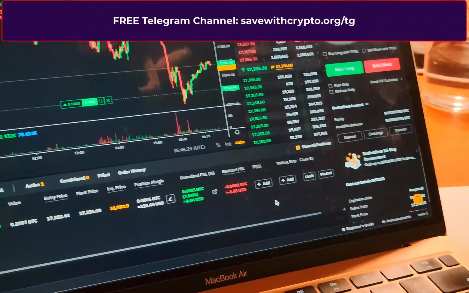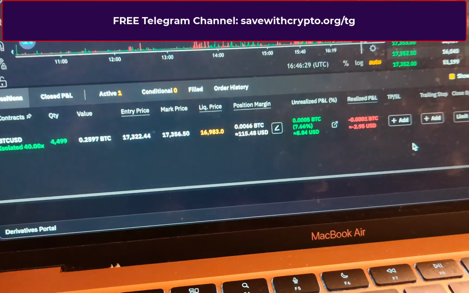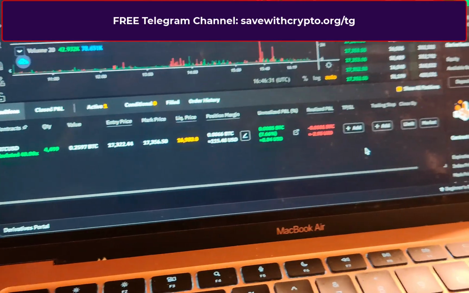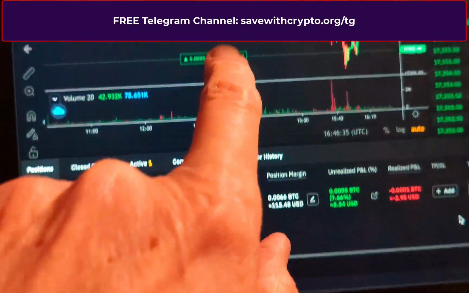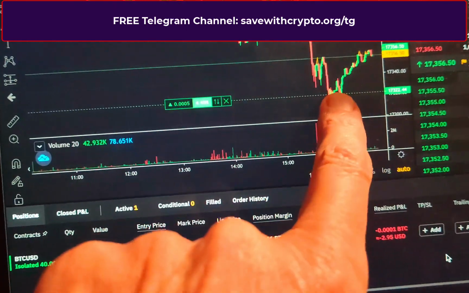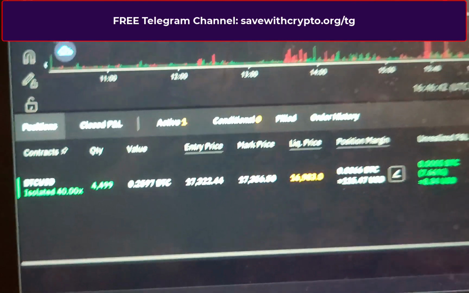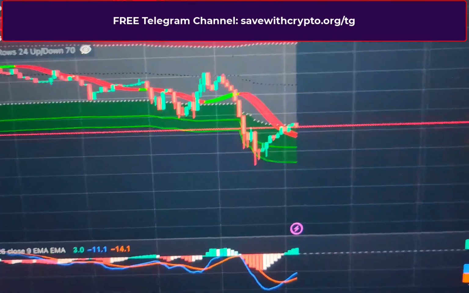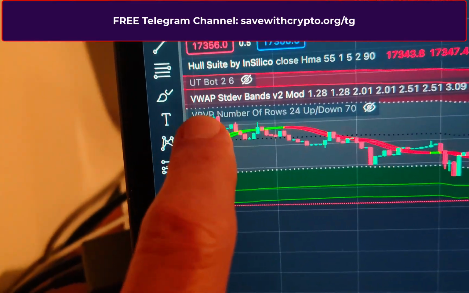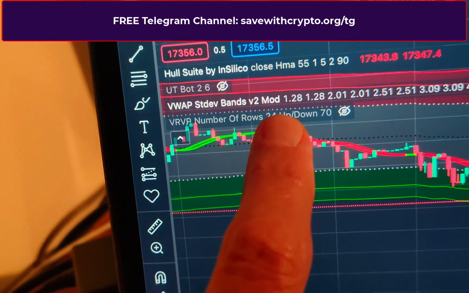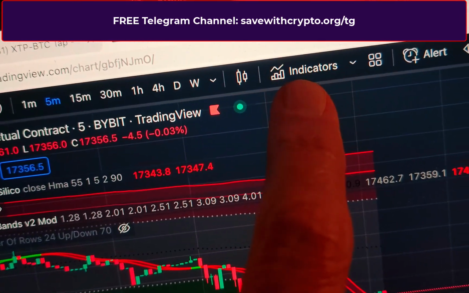Okay, so just a quick one. For anyone who is in my Telegram group, which you can get to by going to savewithcrypto.org/TG, hopefully you saw my update where I went long on Bitcoin at 17,322. The reason I did that is because I'm using this VWAP thing here. This is the VWAP Standard Deviation Bands version 2 mod, and that's a free indicator you get off TradingView by going up to indicators here.